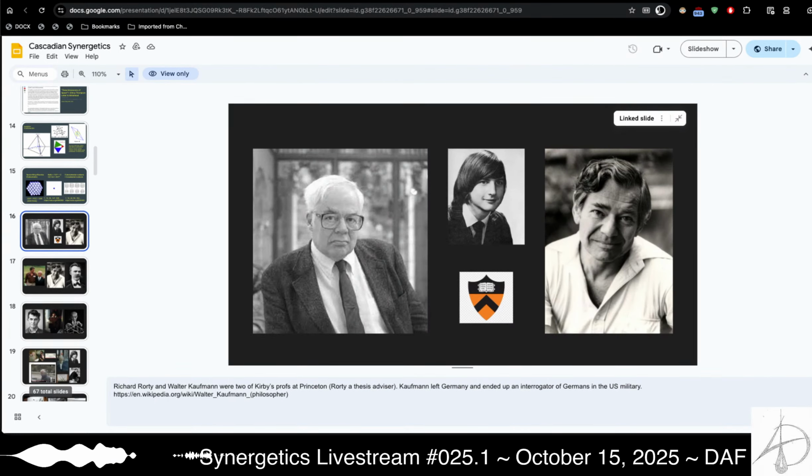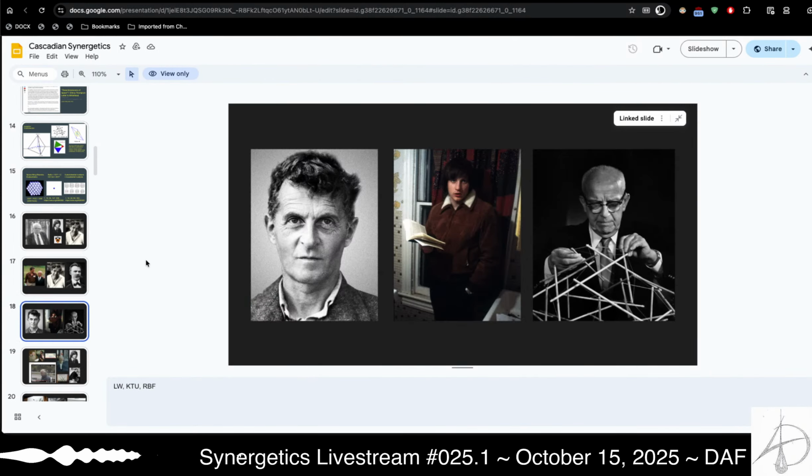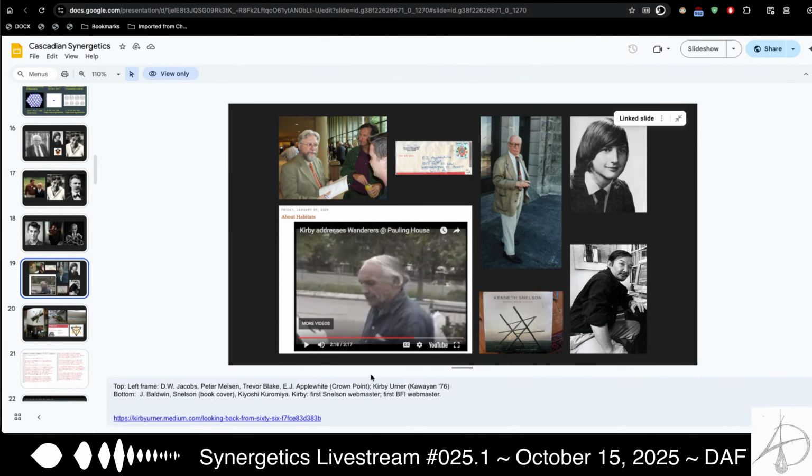Now, Kirby interjects here with a little bit of his own history. So we have Richard Rorty and Walter Kaufmann, 2 of Kirby's professors at Princeton. There's young Kirby. And Werner Erhard of est fame, and Bucky. Kaufmann again, and Nietzsche. These are different avenues. Definitely check out more about what Kirby has said to all of them. And a slightly older Kirby, continuing his journeys. More people.